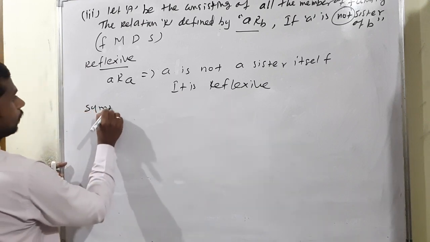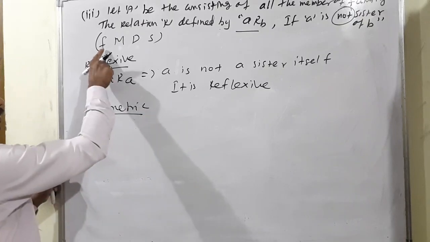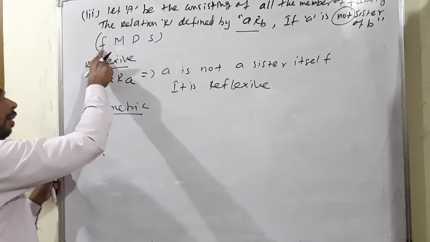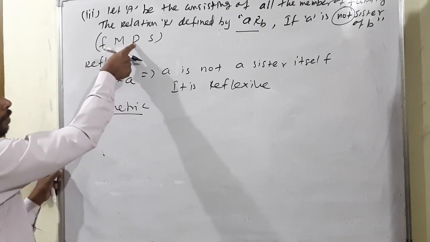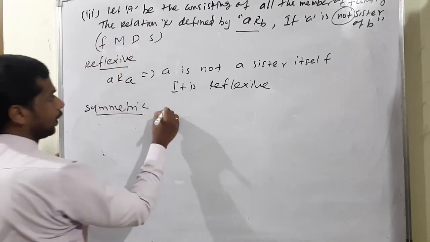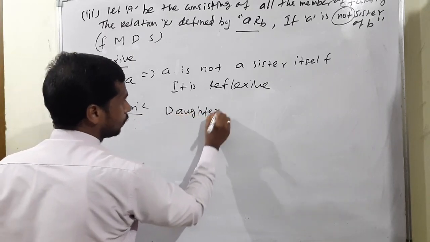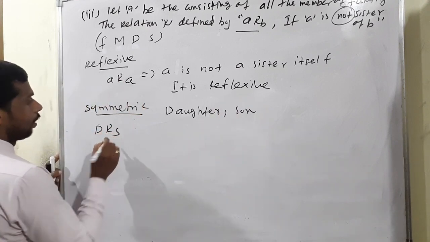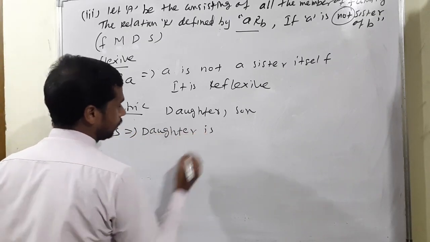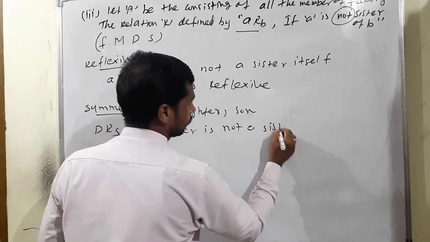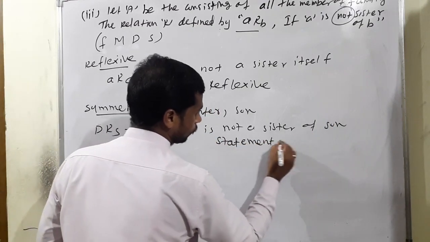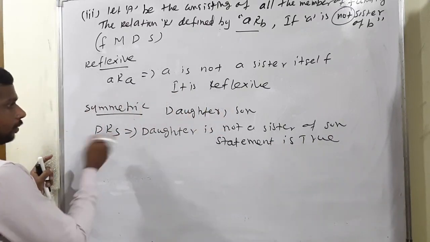Second term, symmetric. Consider father is not a sister of mother. Clear. Mother is not a sister of daughter. At the same time, father is not a sister of daughter. At the same time, daughter is not a sister of father. The first three conditions are clear. But next, the two cases daughter and son. What will happen? First, D related to S, the daughter and the son. Definitely we can say daughter is not a sister of son. The first statement is true.